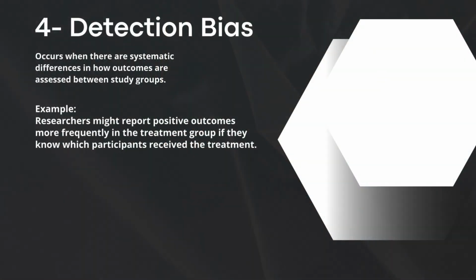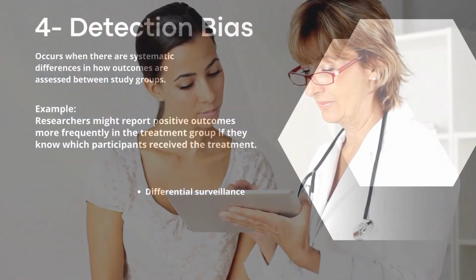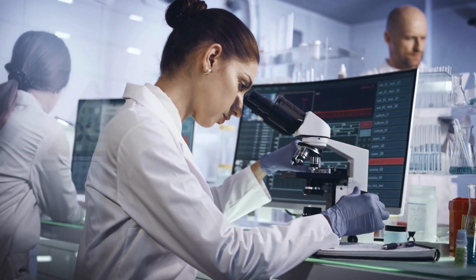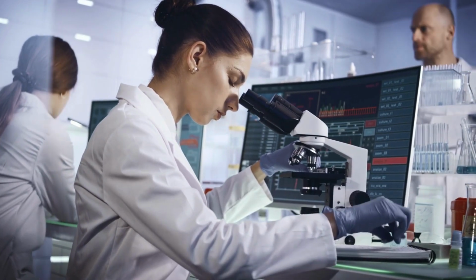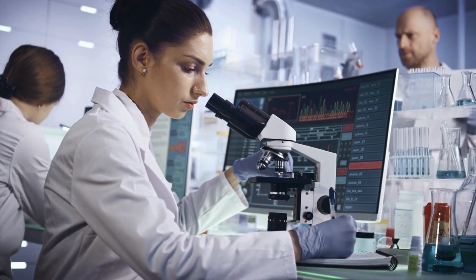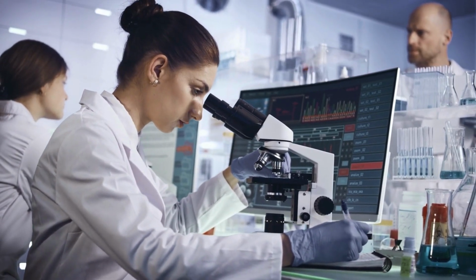There are two important subtypes or considerations. The first is the differential surveillance. This occurs when participants in one group are monitored more closely than the other, and this leads to frequent detection of outcomes in this specific group. An example for this is our patients in the treatment group might receive more frequent diagnostic tests, increasing the likelihood of detecting adverse events. And this is why the randomized controlled trials are more credible than the open label studies, where everyone knows which patient is taking the experimental medication and which patient is taking placebo.